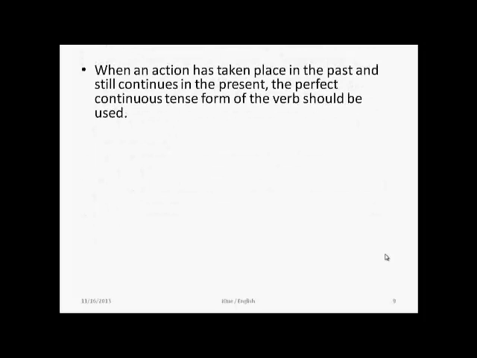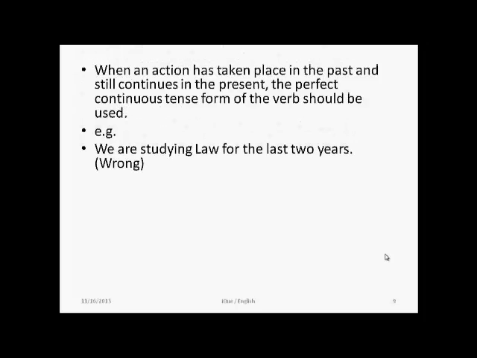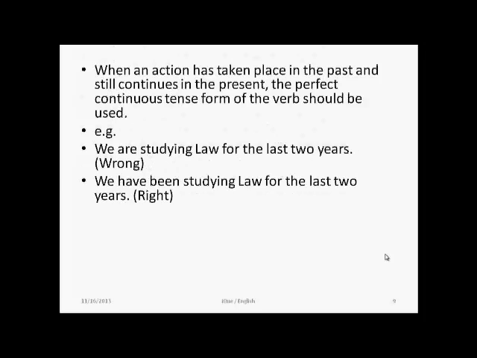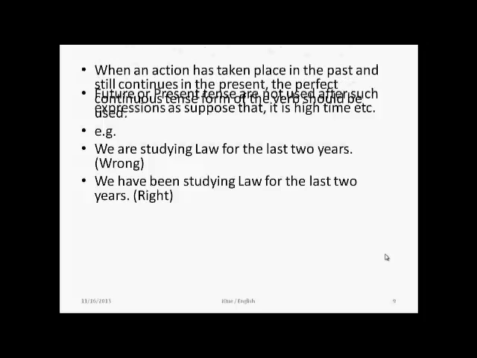When an action has taken place in the past and still continues in the present, the perfect continuous tense form of the verb should be used. For example, we do not say, we are studying law for the last 2 years. The correct form is, we have been studying law for the last 2 years.